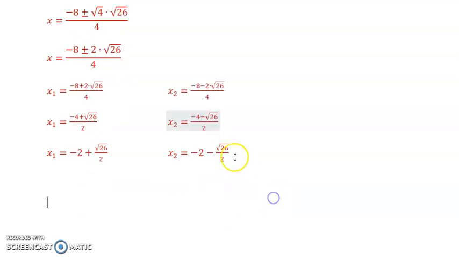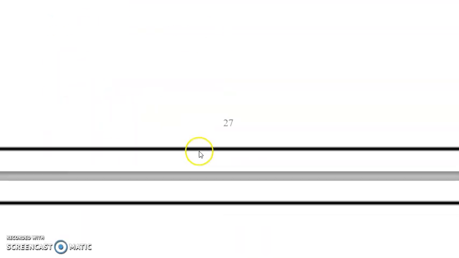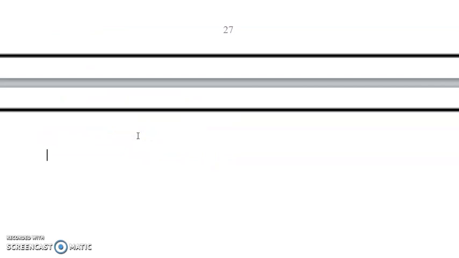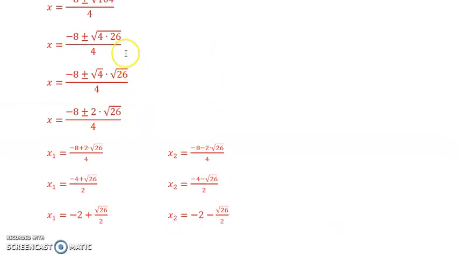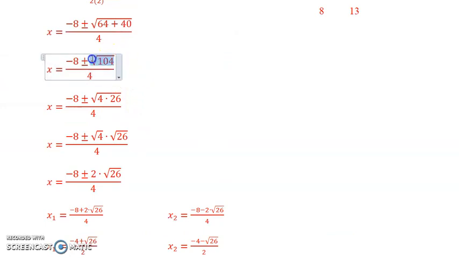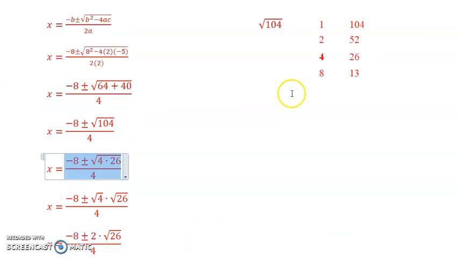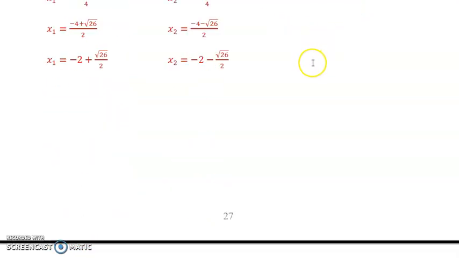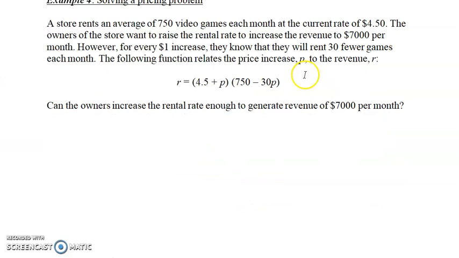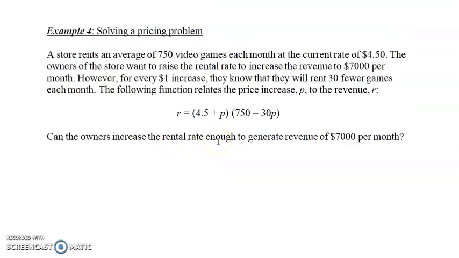So I've seen it simplified both ways. This is my preference right here, but they are all equivalent, okay? And that's it for example number 3. So if the square root isn't a perfect square, then you simplify the radical like you did last year in grade 10.